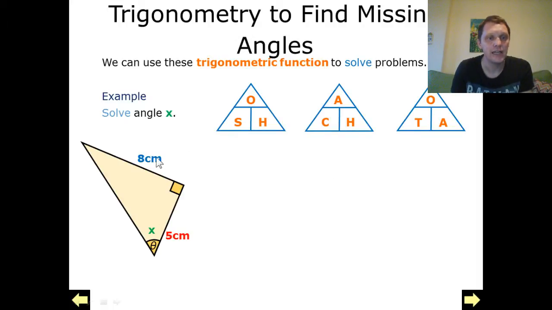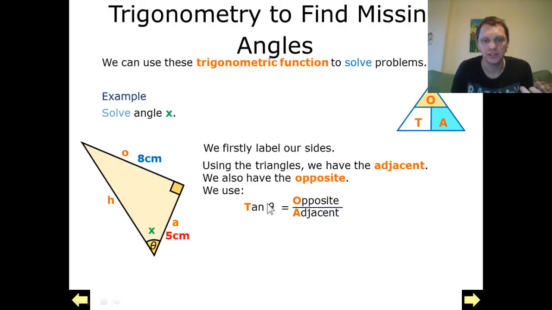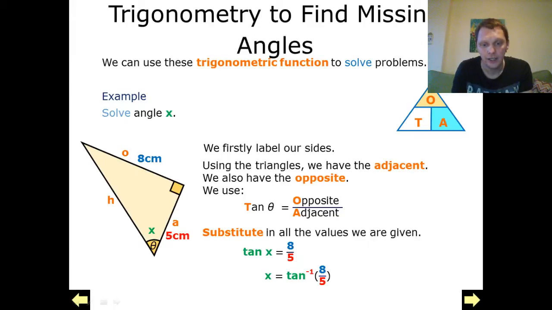And the last example, here we've got a different problem, in which case for this, again, we're going to label the sides. And as you can see, we've got our adjacent, which is 5. We've got our opposite, which is 8, in which case we're going to be using our tangent formula. So tan theta, tan angle, equals opposite over adjacent, substituting in the values, tan x equals 8/5. So x is going to equal the reciprocal of tan to -1, 8/5, which is going to equal 57.99 degrees to 2 decimal places when I type that in the calculator.